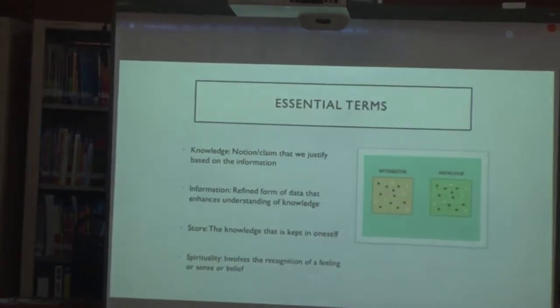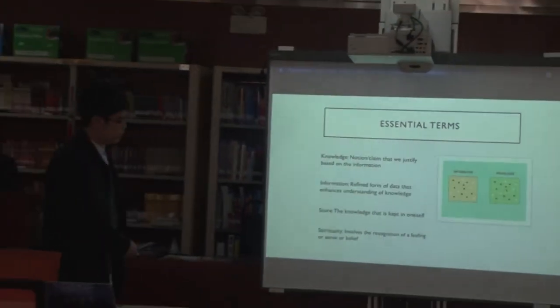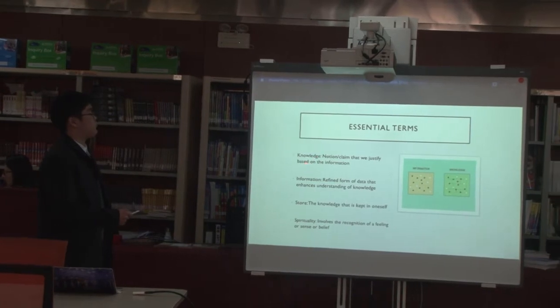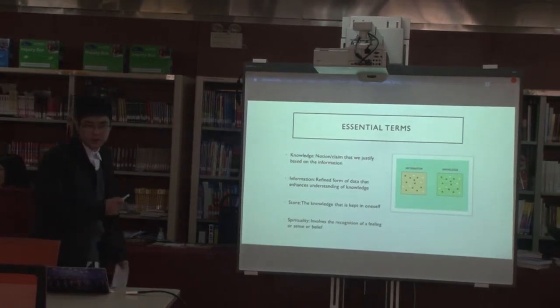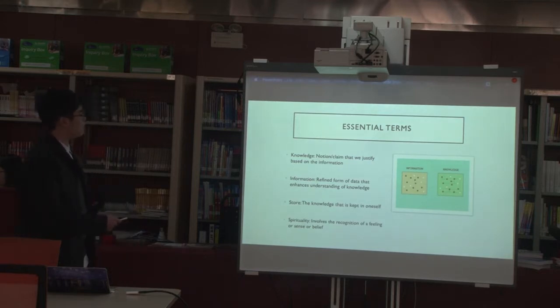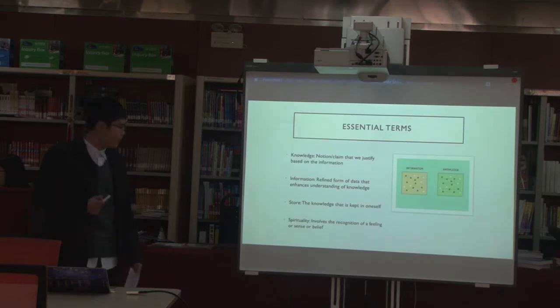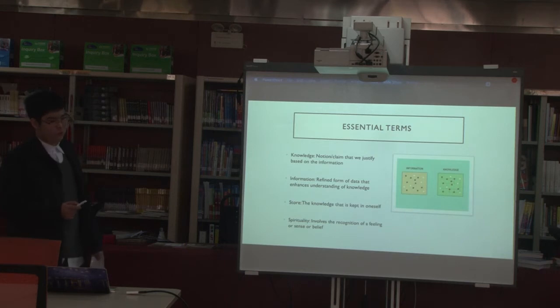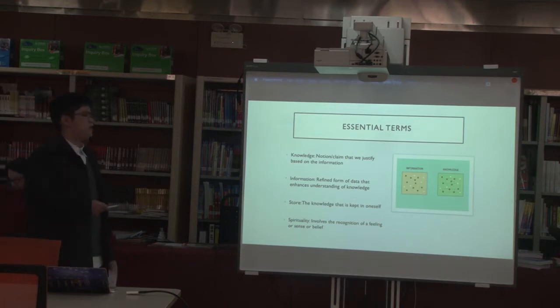So firstly, we need to define some essential terms before we begin with the discussion. So first of all, knowledge is a notion or claim that we justify based on information, and this may appear variously in spiritual or physical form. Second, information is a refined form of data that one can use to enhance the understanding of knowledge. For instance, however, if one uses knowledge that already exists to enhance or validate the understanding of new knowledge that hasn't been discovered yet, the knowledge that already exists becomes information for this presentation.